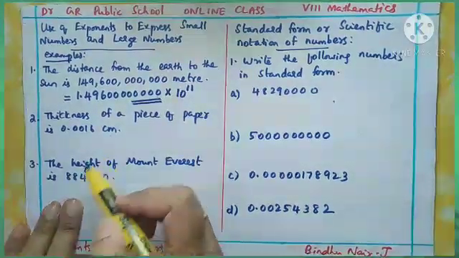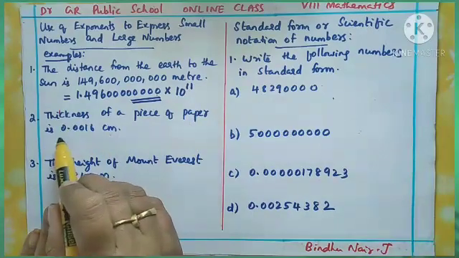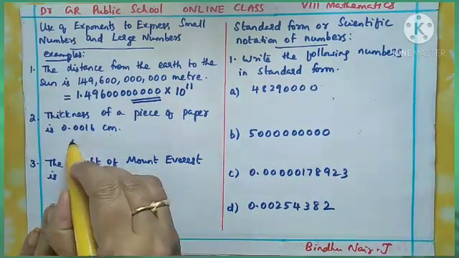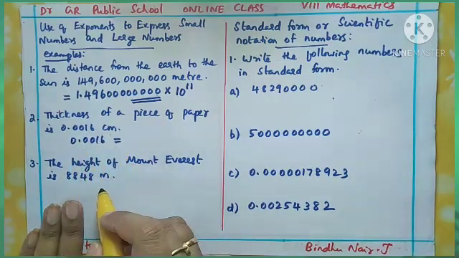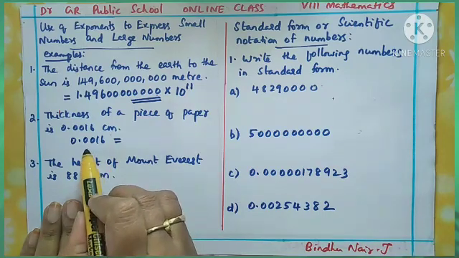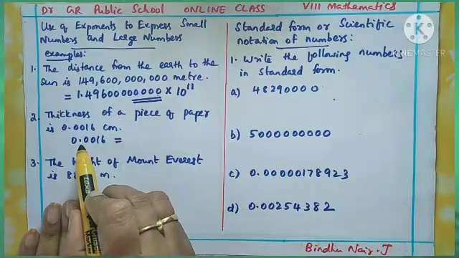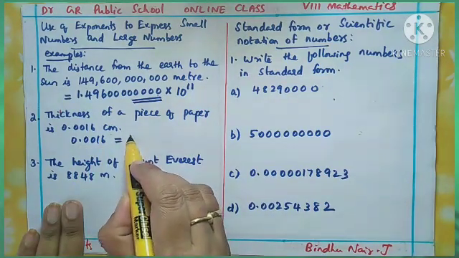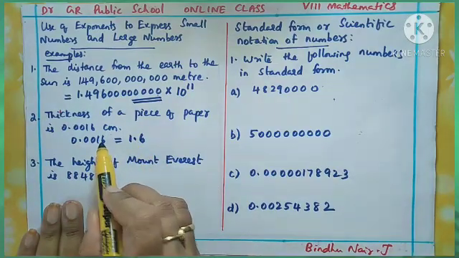Now come to the second question. Thickness of a piece of paper is 0.0016 centimeter. So this 0.0016 means it is actually a very small number. So here you see, if you want to write this in the standard form, first you want to place the decimal after 1. So here 1.6. Okay, only one number more, 1.6.